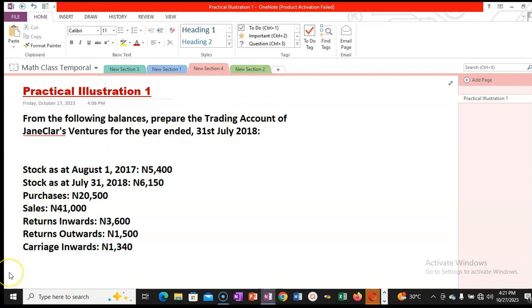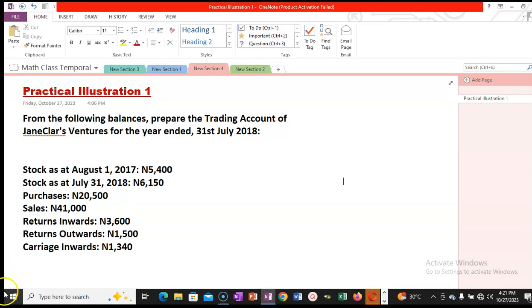Now look at the balances. Stock at August 1, that's opening stock, this amount 5,400. Stock at July 31st, 2018, that's closing stock, 6,150. I'm saying that because sometimes the examiner will simply write opening stock, closing stock, stock at start, stock at end. Every student should be able to understand they mean the same thing. Most of the time, they will not give you opening stock, they give you dates. Use your understanding to know which one is opening stock and which is closing stock.